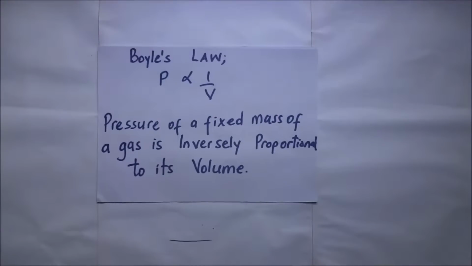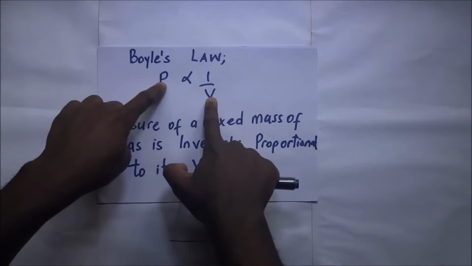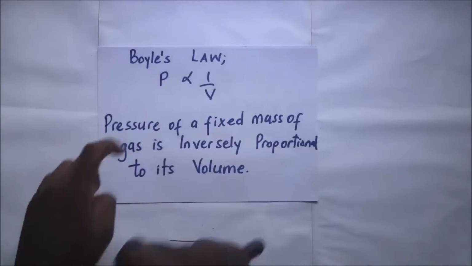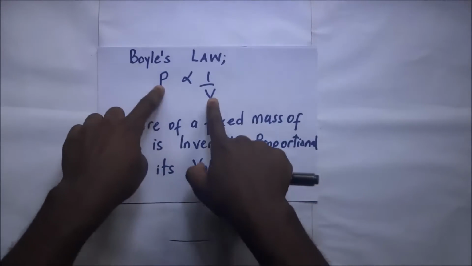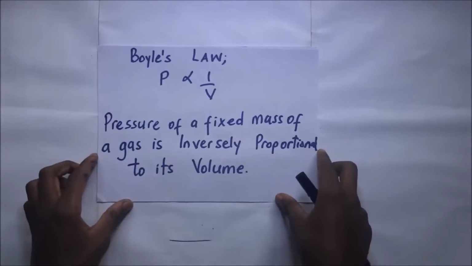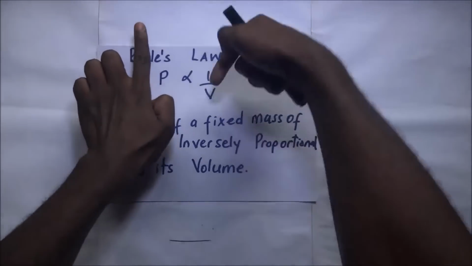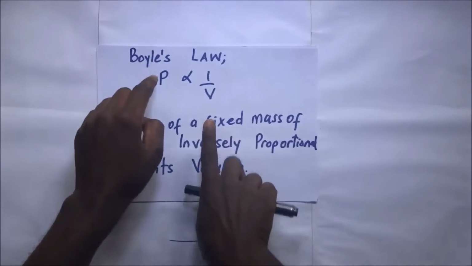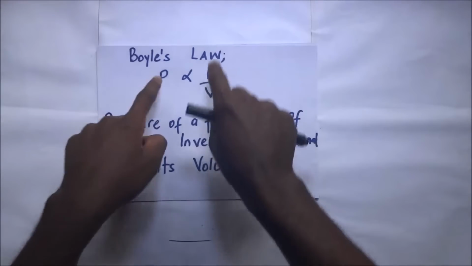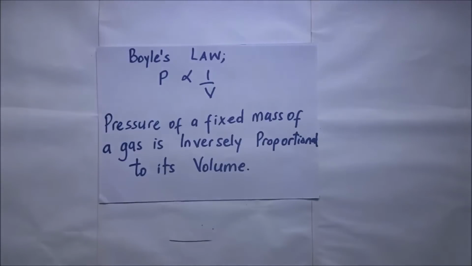We'll begin straight away with Boyle's Law. We all know that Boyle's Law has this kind of relationship between pressure and volume. It states that pressure and volume have an inverse relationship, or you may say that the pressure of a fixed mass of a gas is inversely proportional to its volume. It means that when pressure is increasing, volume is decreasing, and when volume is increasing, pressure is reducing. These two have an inverse relationship.